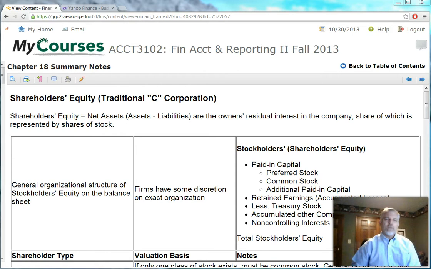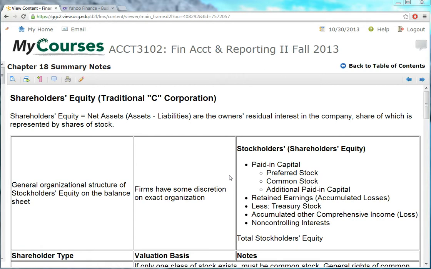This is a bit of a reverse strategy from what we typically do. Normally we start with the details and then move to the balance sheet disclosure. I think in this particular case it makes more sense for us to get a big picture of what the disclosures on shareholders' equity are going to be, and then we can work our way into the details of how those groups of accounts come into being, how they're valued, and how they are accounted.